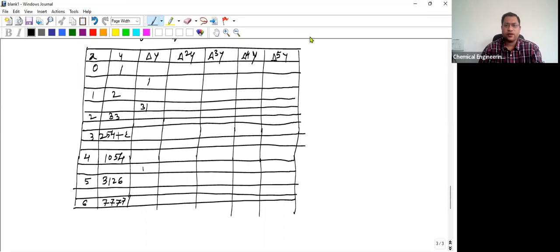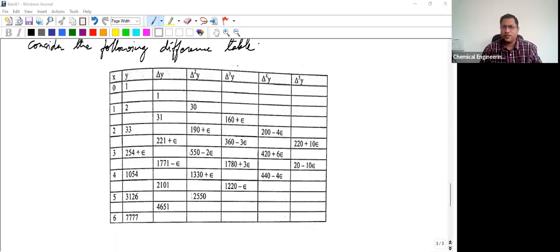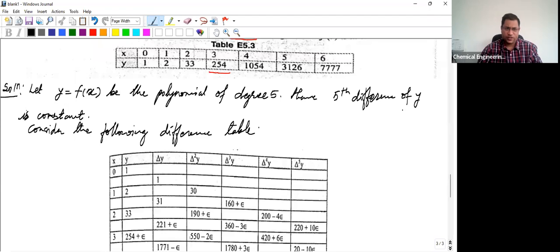Okay, so calculate this table. These are all integers, so you can calculate easily. Okay, so I hope you are ready with the table. You can verify your table with this. So I hope all of you have got your table like this. As we know, this is a 5th degree polynomial, so its fifth difference is going to be constant.